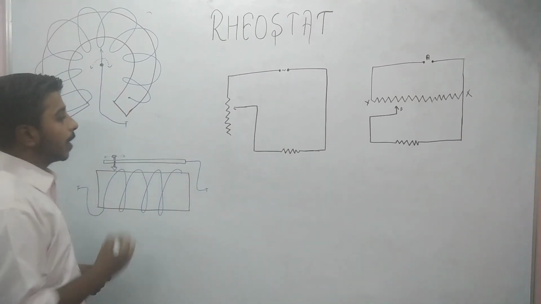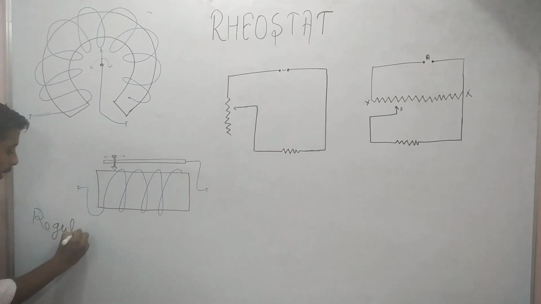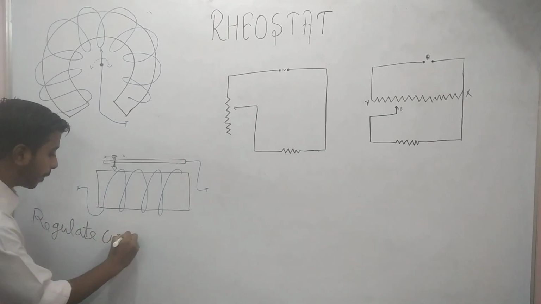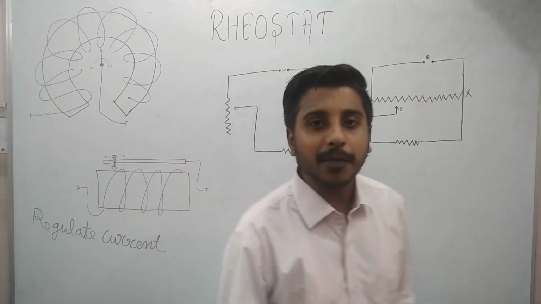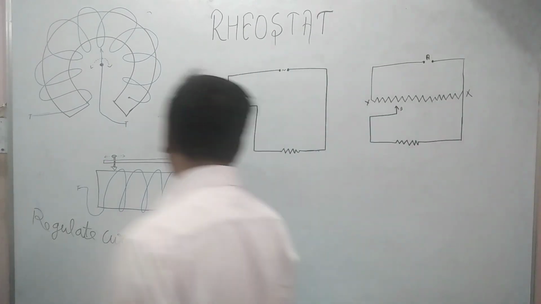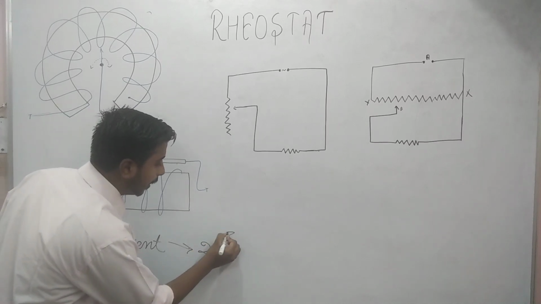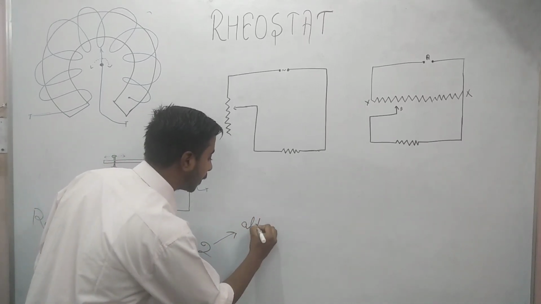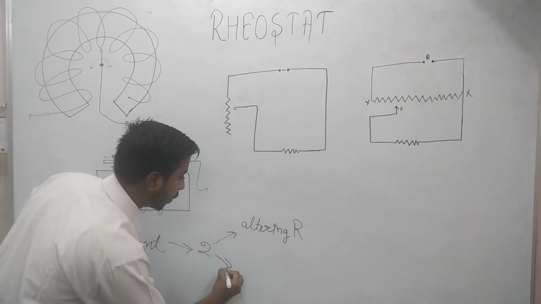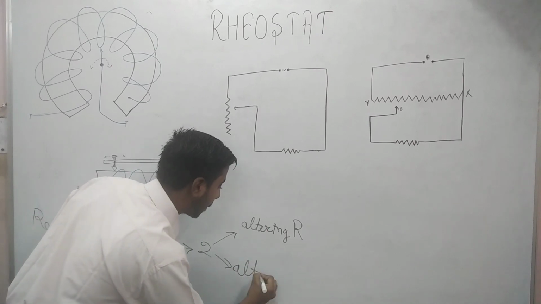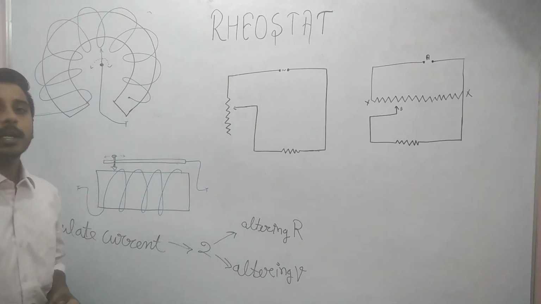What is rheostat? Rheostat is a device which is used to regulate current. How can a device regulate a current? It can regulate current by two methods. And what are these two methods? Either by altering resistance, or we can say altering the voltage in a circuit.